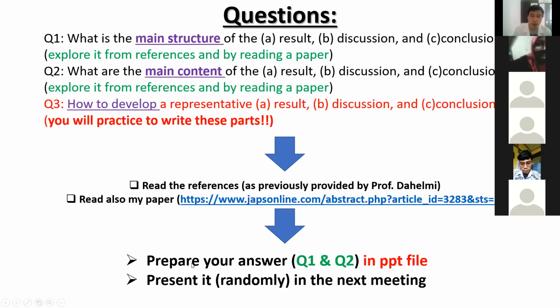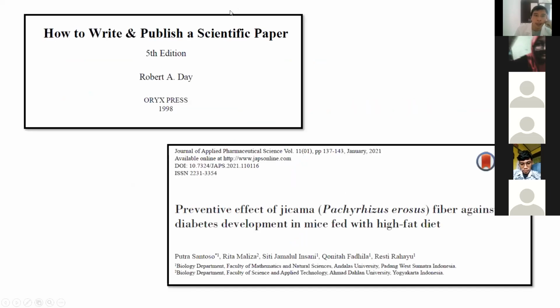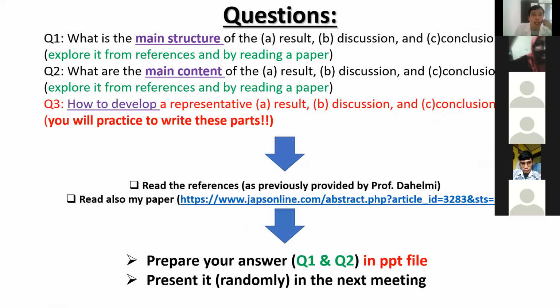This is the instruction for you. Prepare your answer. Please read the reference previously provided by Professor Dahilmi. You may obtain information from it, and don't forget to explore freely other references on the internet, of course. Please also download my paper at this link, published in the Journal of Applied Pharmaceutical Science, that I showed you previously.